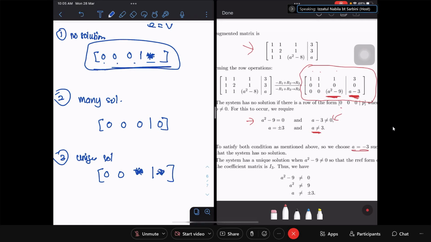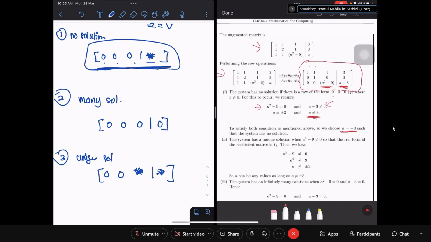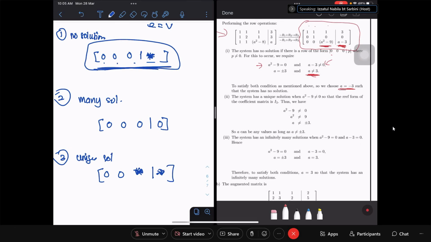Kita nak buat dia jadi macam ni tadi. So a minus 3 not equal to 0. So a cannot be 3. So from here, we know that our a can only be negative 3 if we want the system to have no solution. Okay? Alright. For number 2 is, I think, apa tadi?